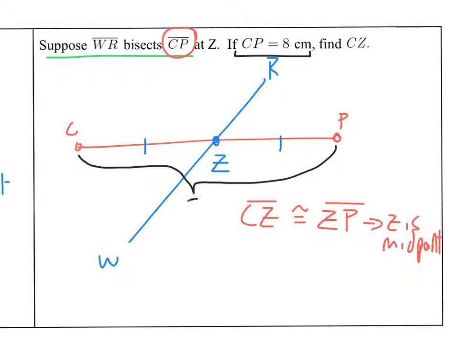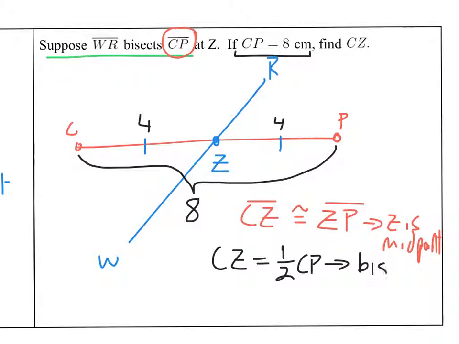So the whole length of CP is 8. And if we're bisecting, we have two equal pieces. That means they've got to be 4 and 4. So I might say something like CZ, this is the length we're talking about now, is equal to 1/2 of CP, and that's just because it's been bisected. So I'm going to call this bisector, just to, again, see that thinking. So if CP is 8, that means that CZ has to be 4. All right, let's move on.